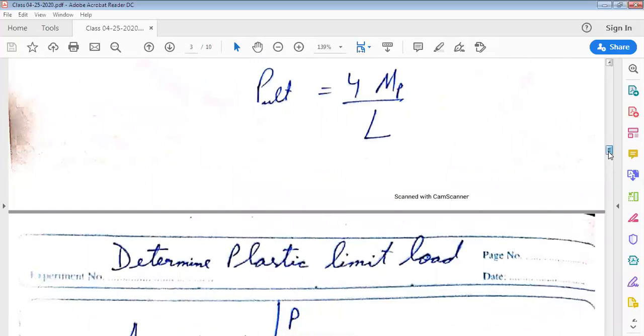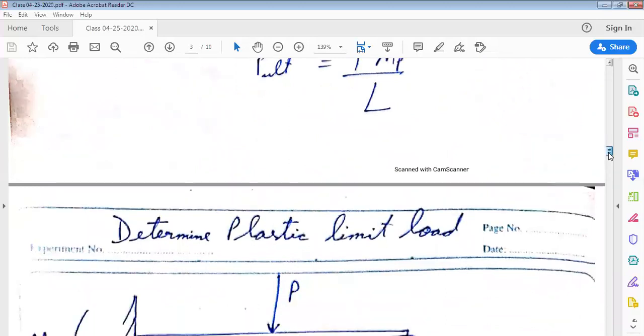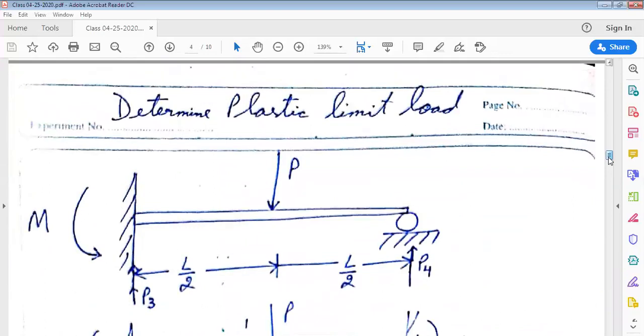Okay, now let us determine the plastic limit load for this particular structure. Here we have a beam of length capital L. On the left side, this beam is fixed, and on the right side, this beam is simply supported. And there is a central load of capital P acting at the middle of the beam. We want to find out the ultimate load which this beam can experience, that is, the plastic limit load.